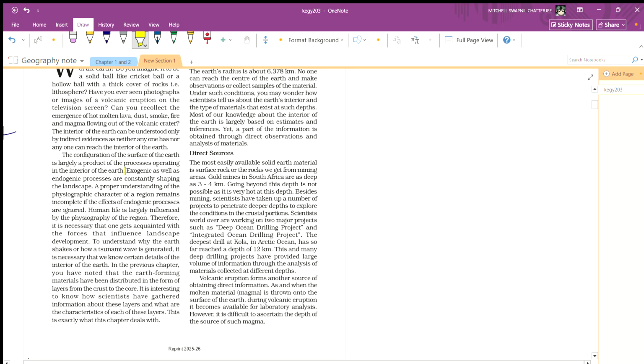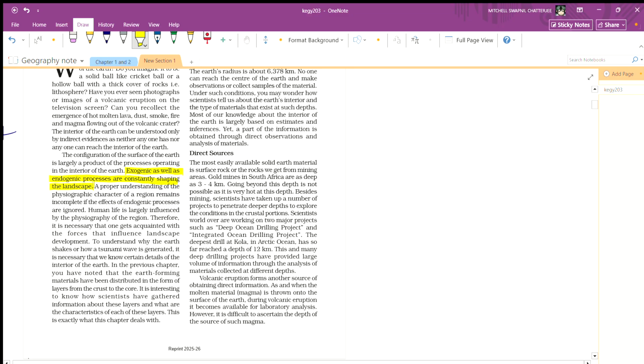Exogenic as well as endogenic processes are constantly shaping the landscape. Exo means processes that come from outside, and endo means from inside.